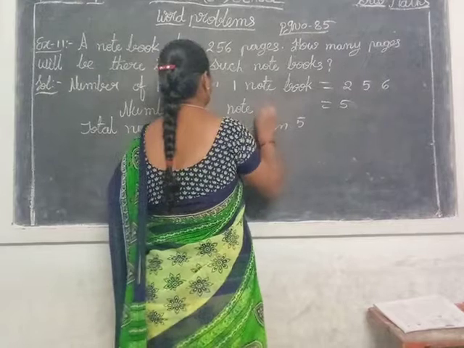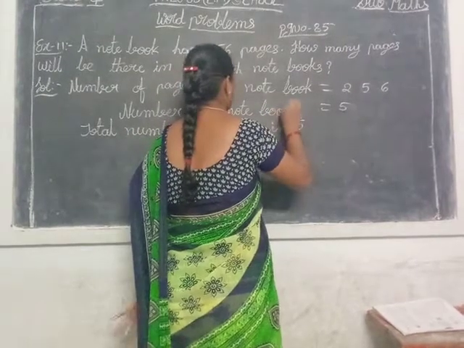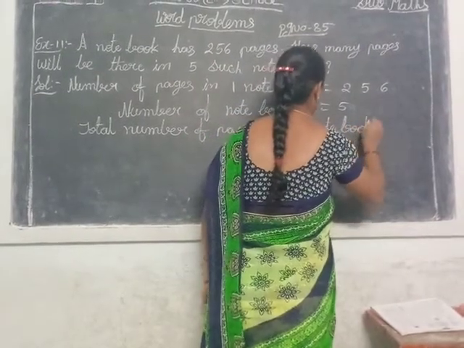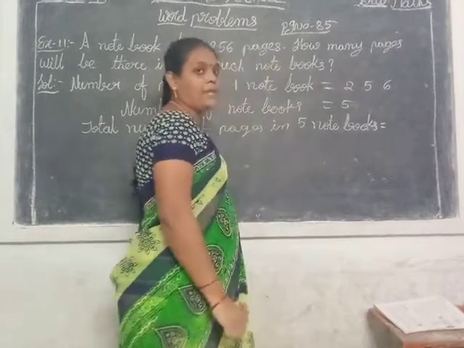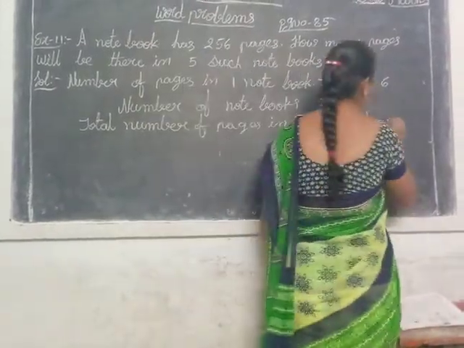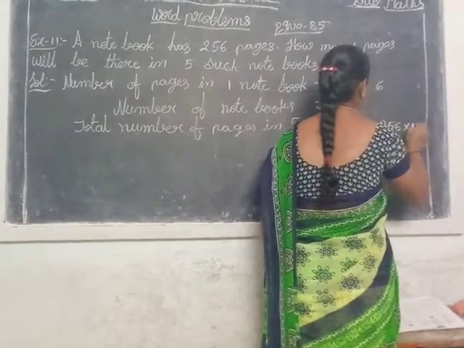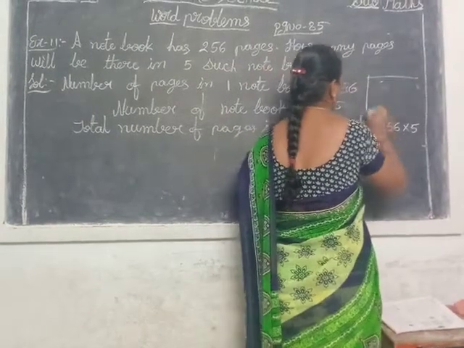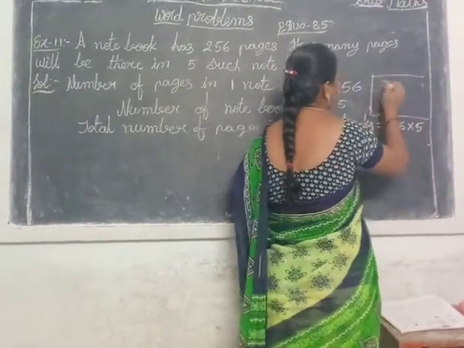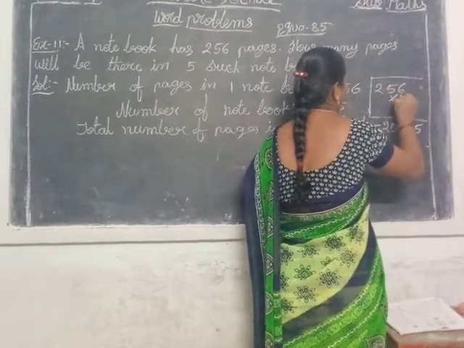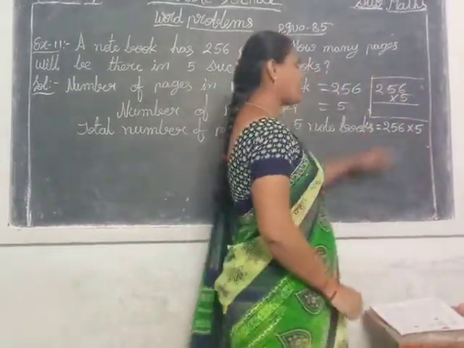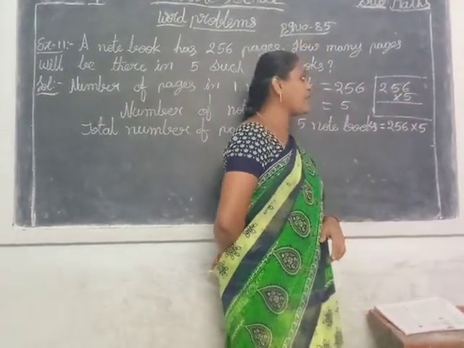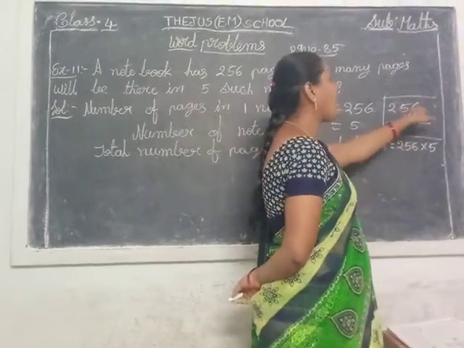You write here also notebooks, children. You do the multiplication. Okay, 256 into 5. Okay, children. In your right hand side, some of the rough place is there. On that place you do the multiplication. In 5 table, first ones place number is 6. 5 table 6 times. How much, children?